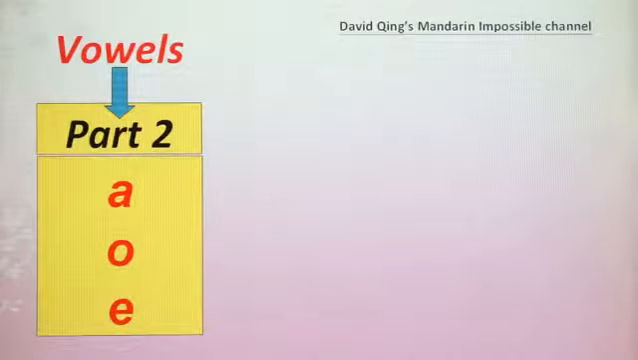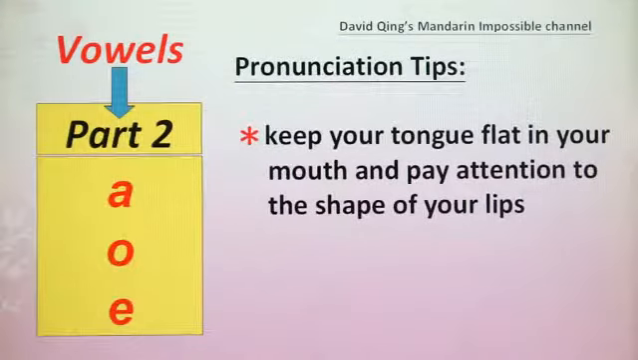In part 2, there are 3 symbols. When you make the sound for these 3 symbols, please keep your tongue flat in your mouth and pay attention to the shape of your lips. In addition, the distance between your lips is different when you make the sound for each symbol.